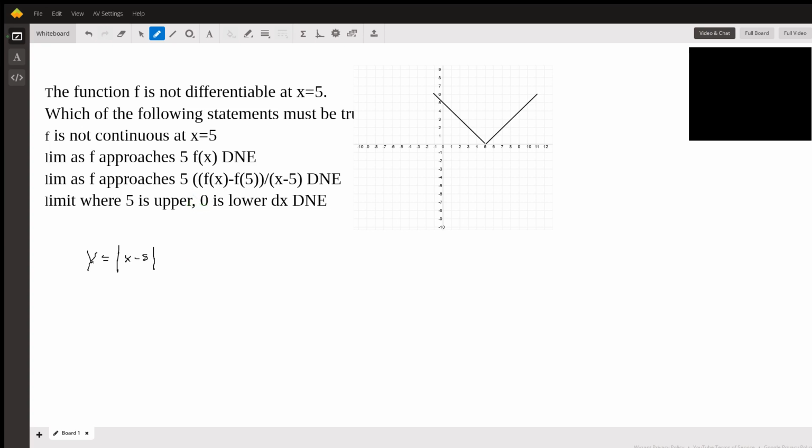F is not continuous. Well, you can see that F actually is continuous. A poor man's way of telling whether a function is continuous is to see whether you can draw the function without the pencil leaving the page, and you certainly can here. So this is true.